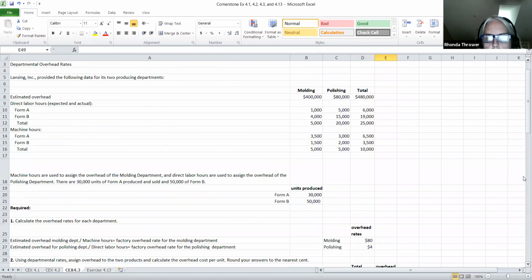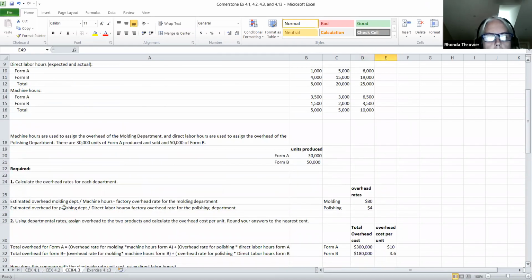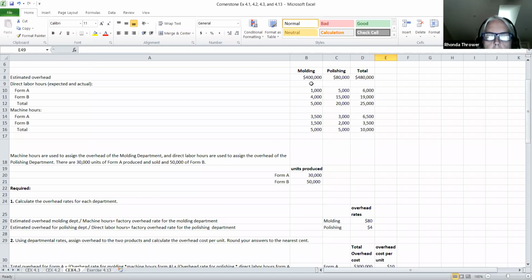I'm sorry, class. Let me back up to where we were before. Right here's where we're at. The estimated overhead for the molding department was 400,000. 400,000 is divided by 5,000 direct labor hours. Nope, I'm sorry. It's not divided by direct labor hours. It's divided by machine hours, which is 5,000, to get the $80.